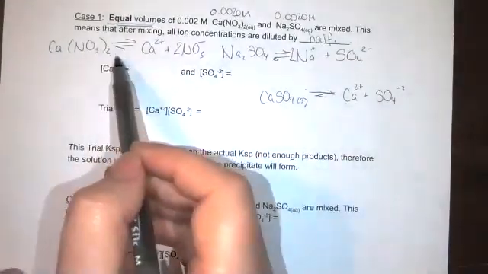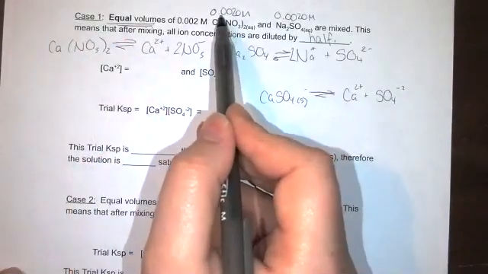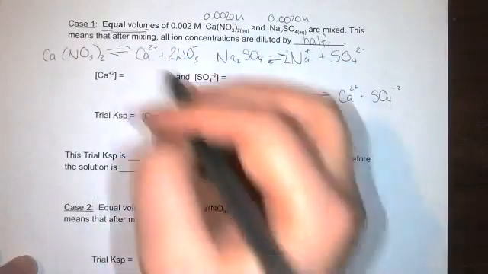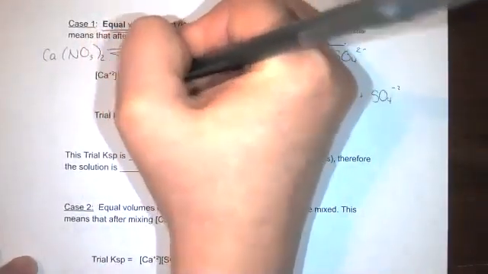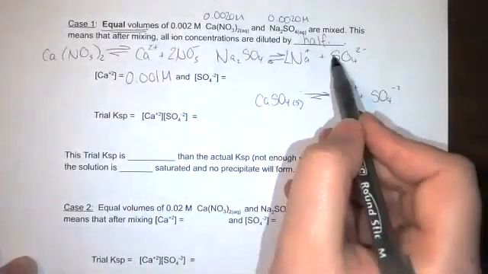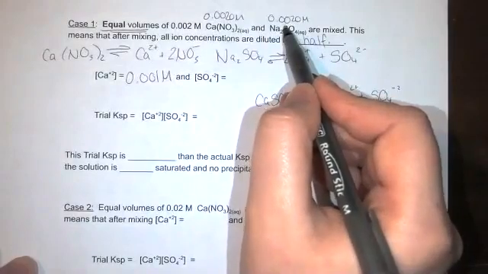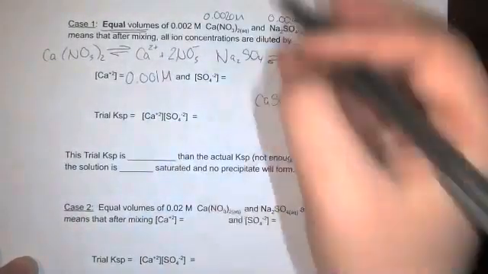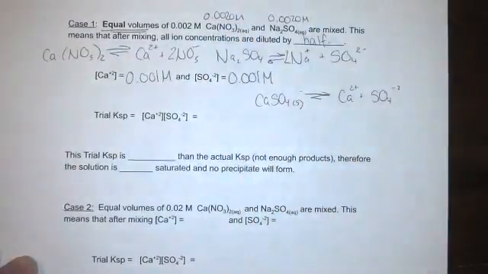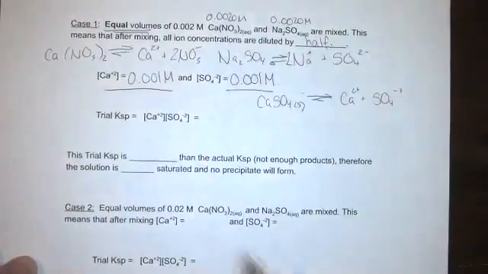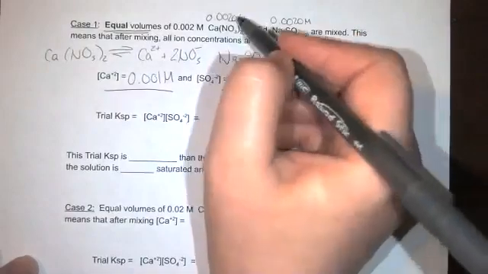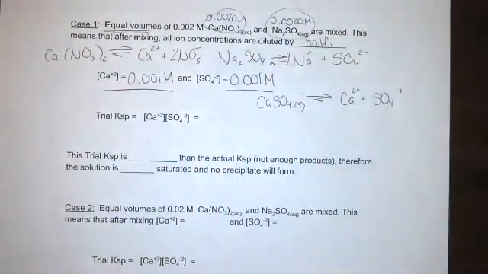So my calcium was coming from my calcium nitrate, which was 0.002. I'm going to half that for my dilution, so 0.001. My sulfate, which was coming from my sodium sulfate, was 0.002 as well. I'm going to half that to deal with my concentration being diluted. So they're both the same here, but recognize where I am getting these initial concentrations from. It's from their initial amounts.